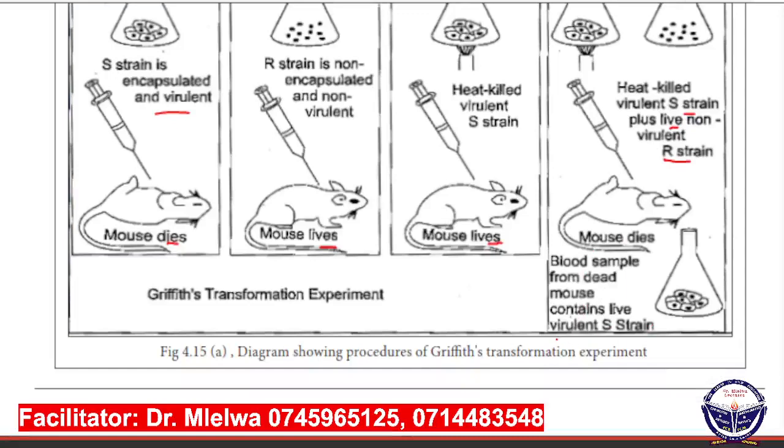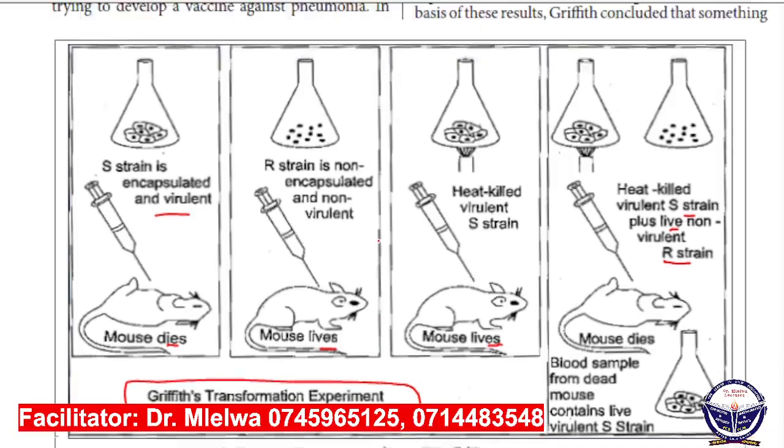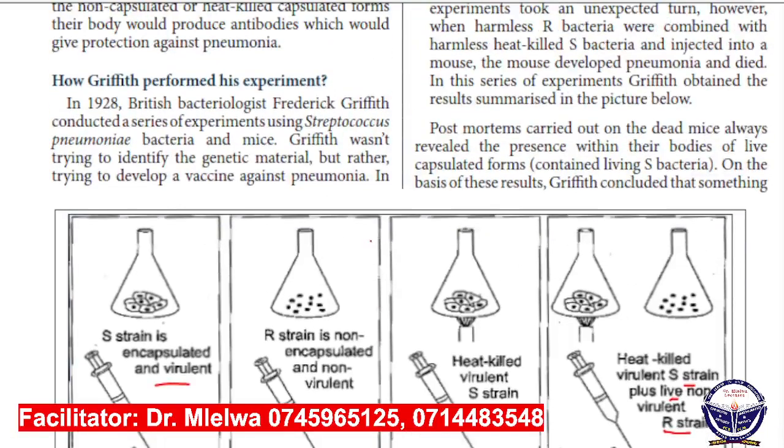Sasa live virulent S strain wametokea wapi? Mimi niliowaweka wanaoishi ni nani? Ni R. Unaona, ni R, na S niliowaweka ni heat-killed virulent S strain. Wametokea wapi? Hii inaitwa Griffith transformation principle. Unaona ameandika hapa Griffith transformation experiment. Tuone hawa live S strain wanatokea wapi.